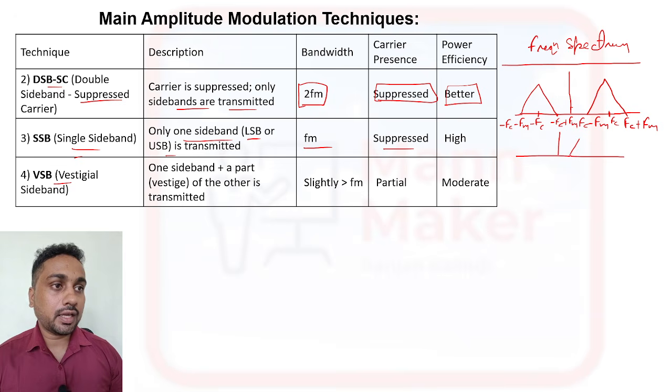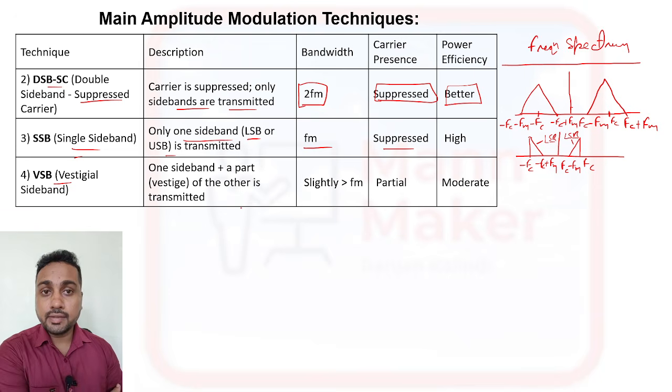So if you see the diagram, it will transmit either the upper sideband or the lower sideband. So this is your FC, that is the suppressed carrier, and here it will be FC minus FM, that is your lower sideband. Here the lower sideband is also at minus FC plus FM. So this is LSB, and this is also LSB. So it can transfer only one sideband.